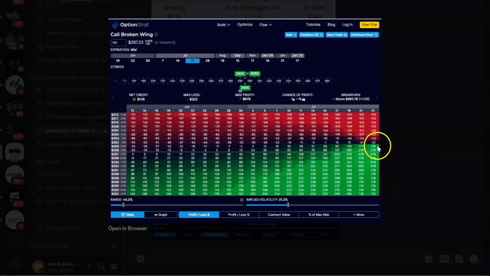And this is the win line over here. So the break even is only $301.78, and the current price is $297, which is where we're in. As long as it stays below, and it is, we have a winner on our hands. And of course, you can take profit anytime during the trade. I like broken wing butterflies. This is a limited risk trade.